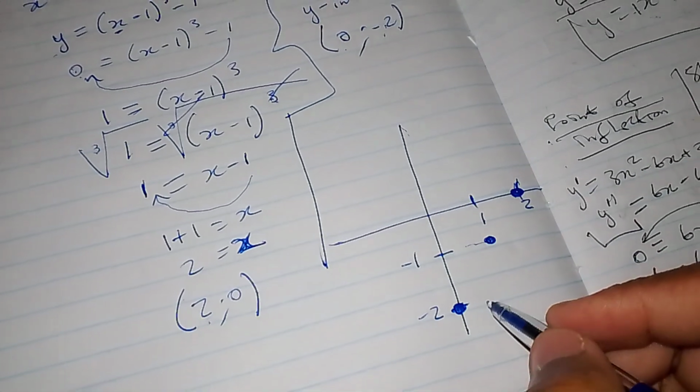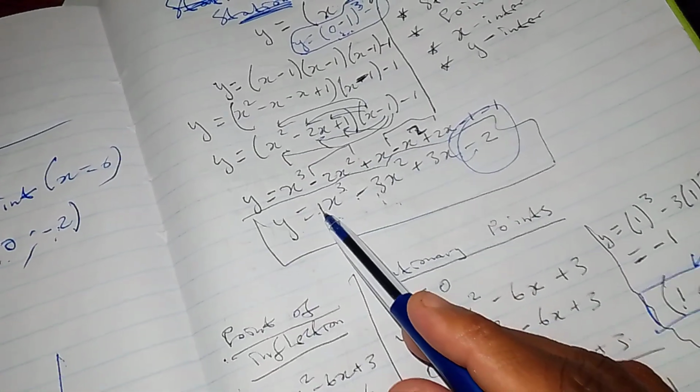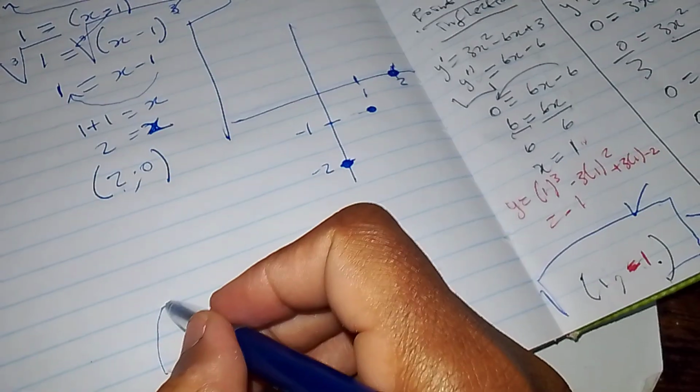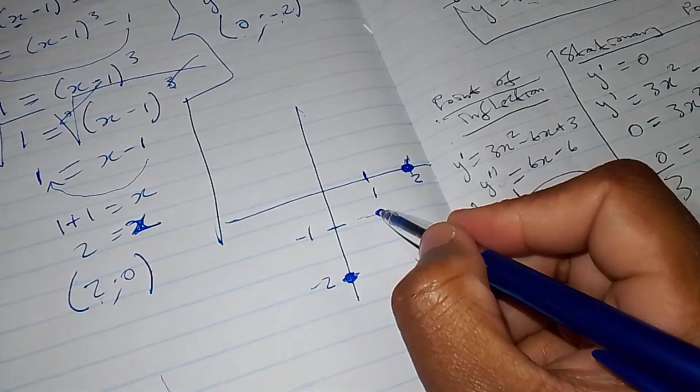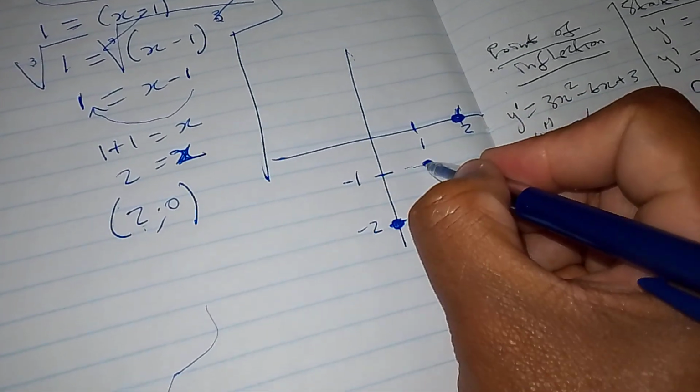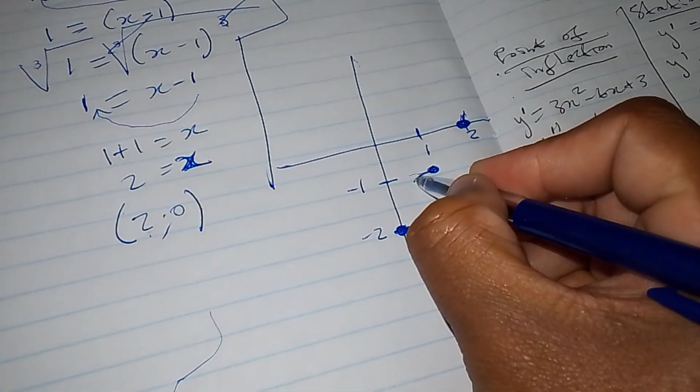We know that this graph should be increasing. So this graph should do this. So which means you have this. Remember this one is a stationary point. So which means this graph should turn here because this is the stationary point.